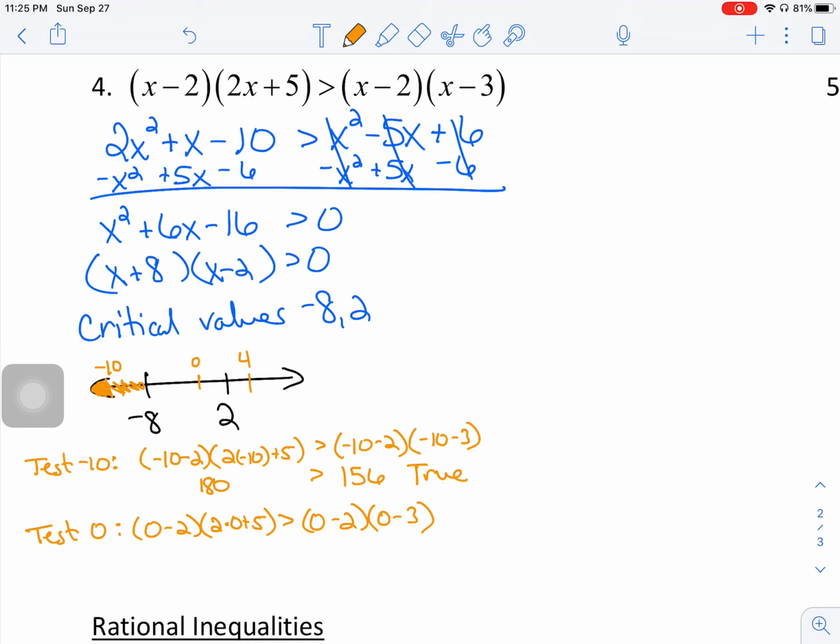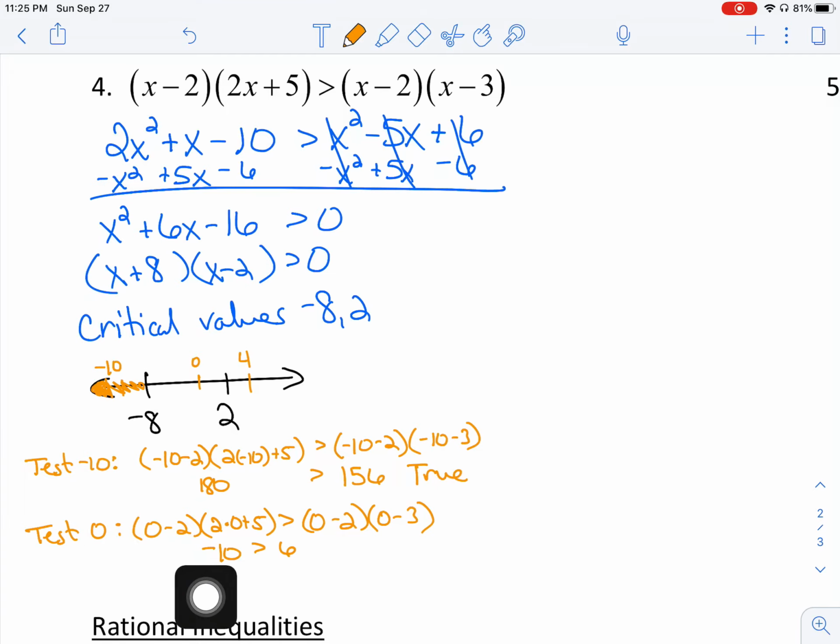So let's see what we've got here. We're going to have 0 minus 2 times 0 plus 5. All right, this turns into negative 10 is greater than, on the other side, we've got 0 minus 2 and 0 minus 3, so that's 6.